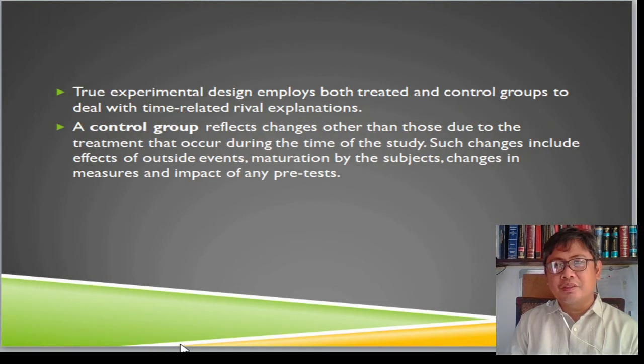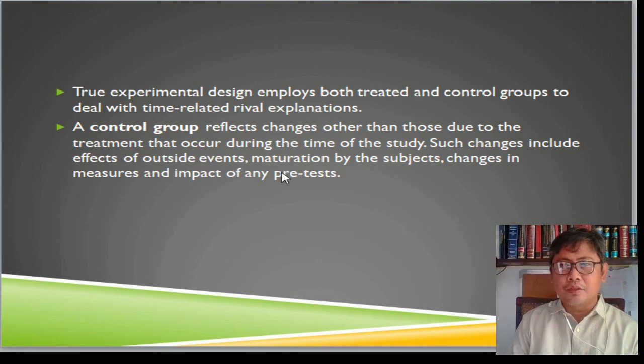True experimental design employs both treated and control groups to deal with time-related rival explanations. So a control group reflects changes other than those due to the treatment that occur during the time of the study. Such changes include effects of outside events, maturation by the subject, changes in measure, and impact of any pretest. True experimental design offers the highest internal validity of all the designs.